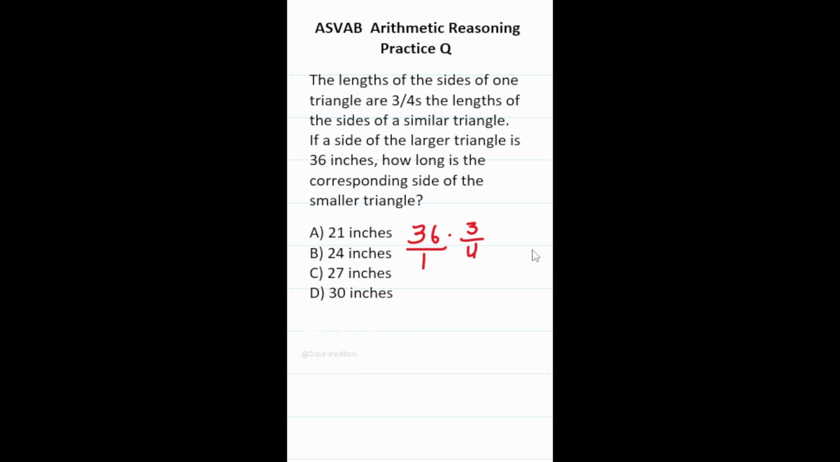Now we can cross out corresponding values. 4 goes into 4 one time. 4 goes into 36 9 times. This is 9 over 1, or just 9, times 3 over 1, which is just 3. 3 times 9, I hope you would know, is C, 27 inches.